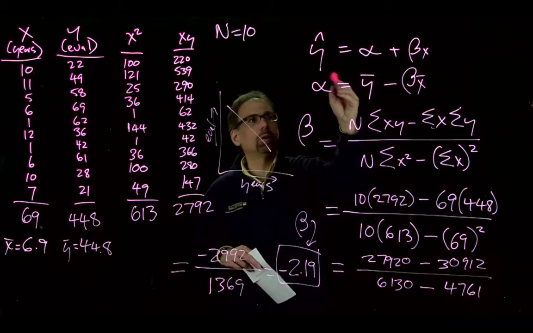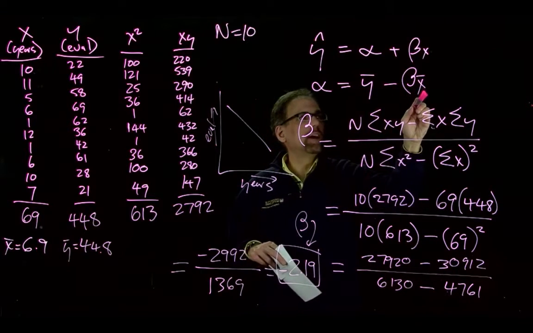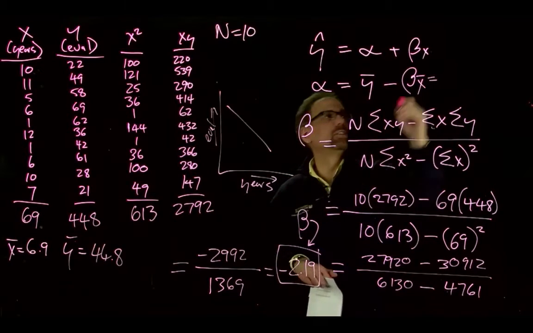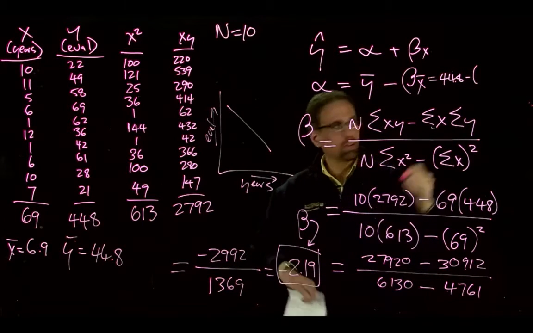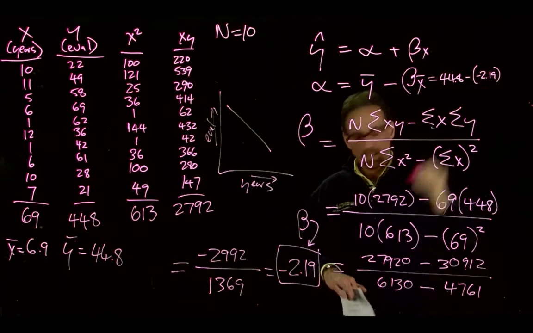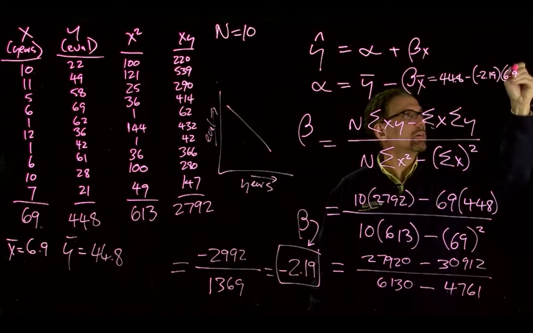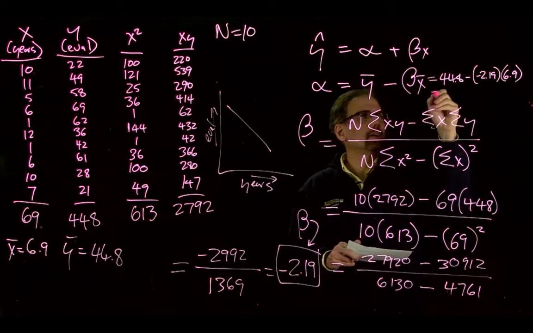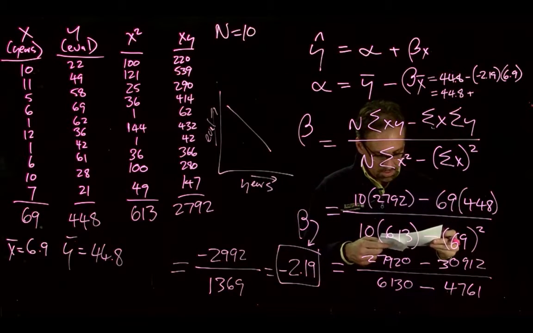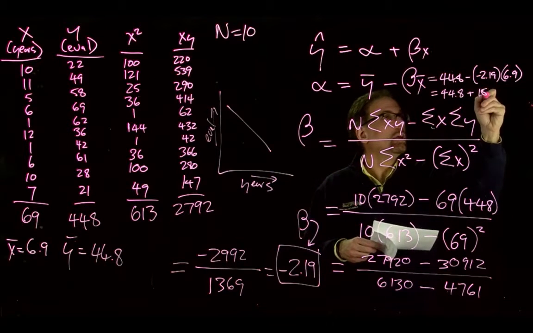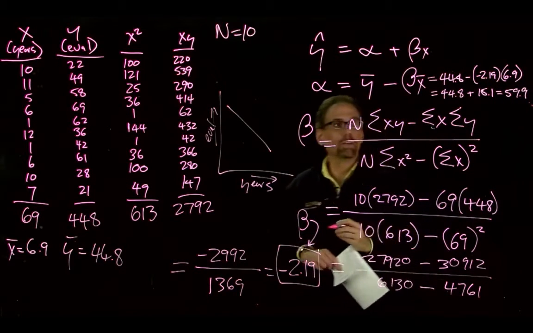I'll go back to my formula right here and see what pieces I need in order to calculate my alpha. So I need the mean of y and the mean of x. The mean of y is 44.8, and then I'm going to subtract the beta. The beta is negative 2.19. And then I'm going to multiply it by the mean of x. The mean of x is 6.9. When I do that, I get 44.8 plus 15.1, and that equals 59.9. There we go. So that's the alpha.